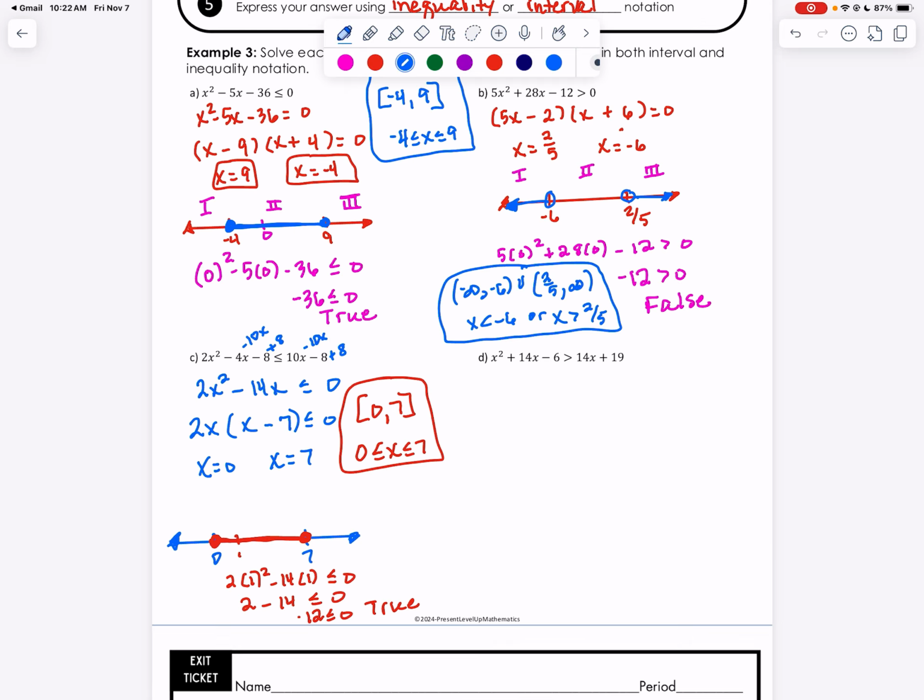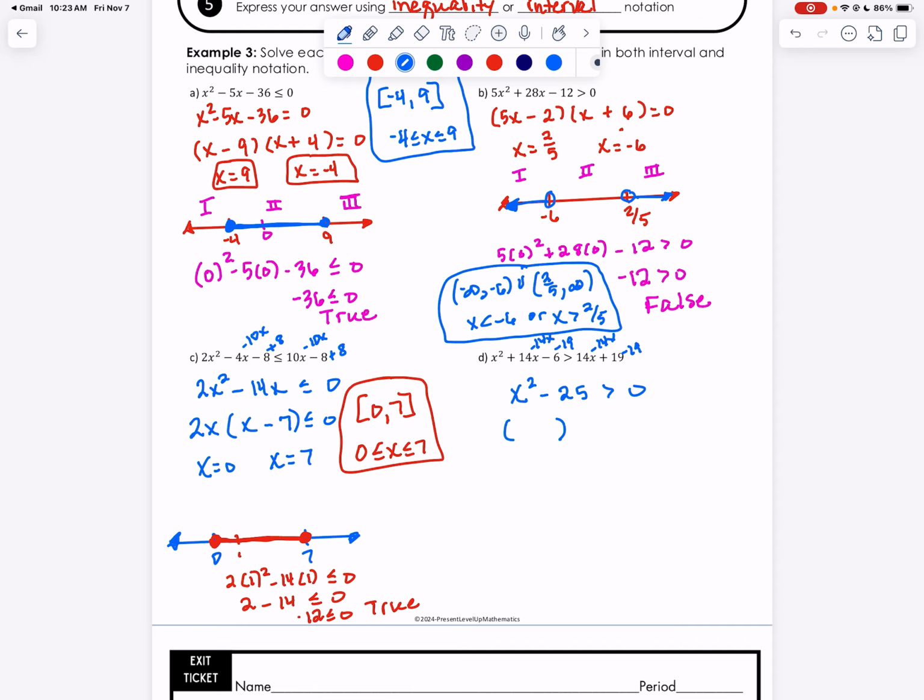All right. Problem D. X squared plus 14x minus 6 is greater than 14x plus 19. Pause the video and try this problem on your own. All right, welcome back. Hopefully as your first step, you subtracted 14x here and here, and subtracted 19 here and here, which would give you x squared minus 25 is greater than 0.